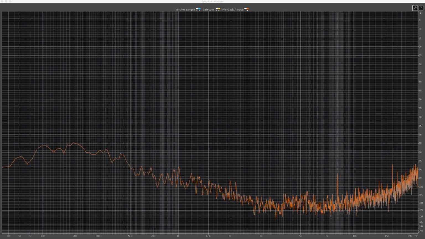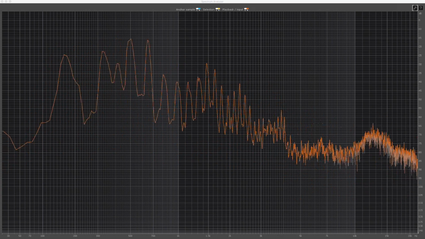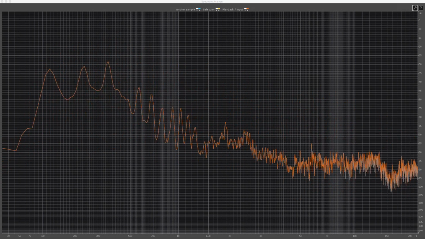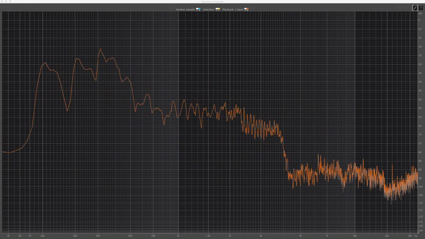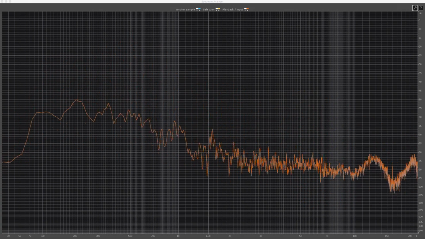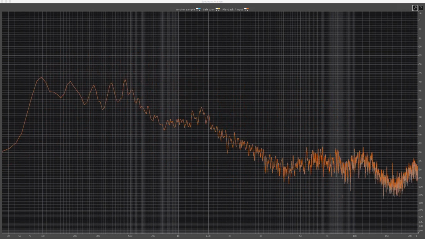Pre-ringing. As always in life, there is no free lunch. Linear phase filters and equalizers have the unfortunate side effect of creating audible pre-ringing in some types of signal, such as the attack of a snare drum. I have a snare drum recording right here.